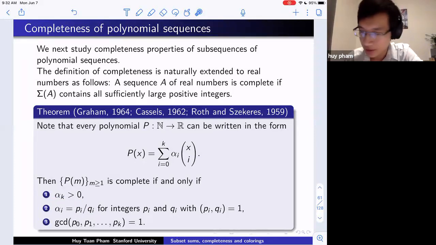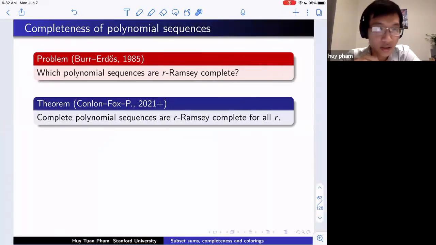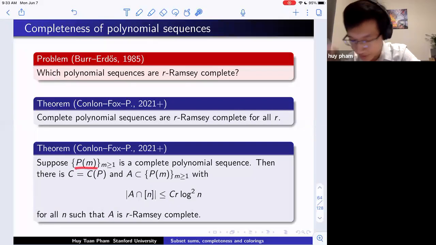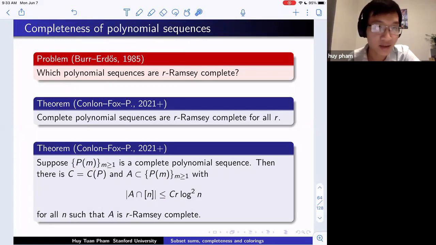Next, we'll move to the notion of Ramsey completeness. So we want to ask for subsequences of the polynomial value sequence that are r-Ramsey complete. This was actually a question of Burr and Erdős in their paper: which polynomial sequences are r-Ramsey complete. And we show that for any complete polynomial P, that polynomial sequence is also r-Ramsey complete for any number of colors r. In fact, we show something stronger. For any polynomial P such that the sequence P(m) is complete, we can take a subsequence of the polynomial values P(m) that is sparse, in the sense that there are only (log n)^2 times r times a constant depending on P many terms in the sequence that are smaller than n, and the sequence is r-Ramsey complete. So essentially we have subsequences of the polynomial sequence that are as sparse as they can be and also r-Ramsey complete.